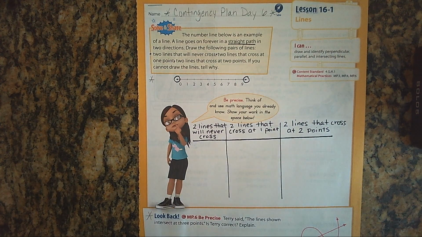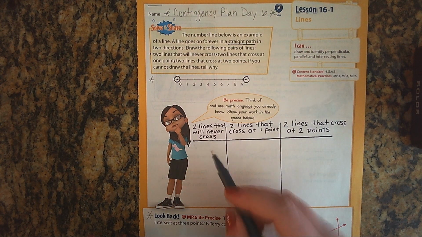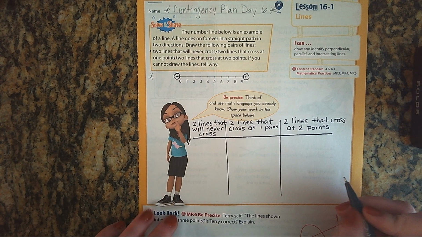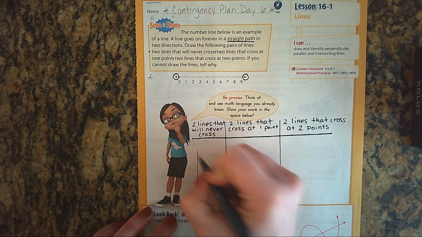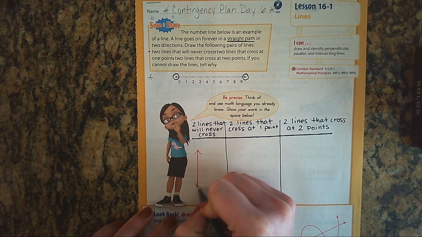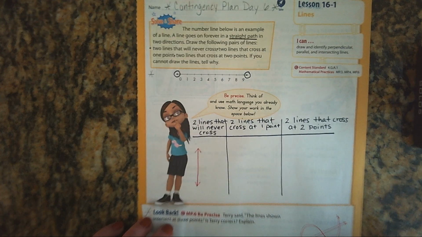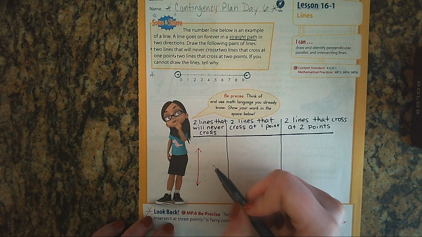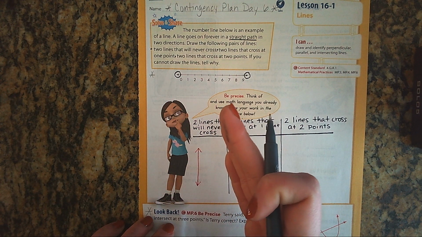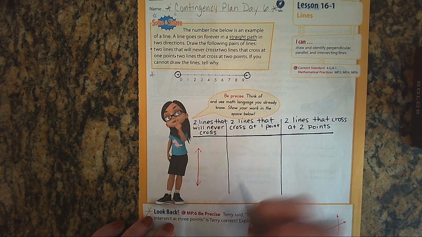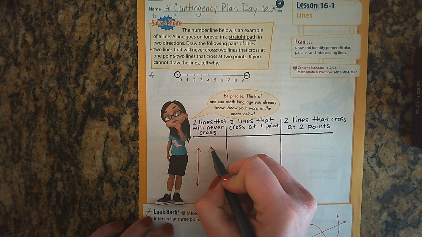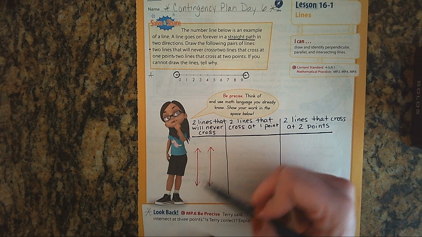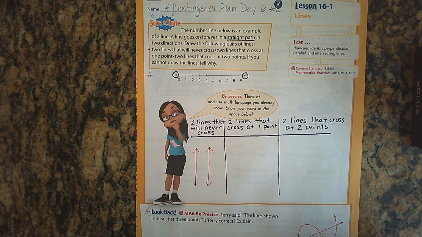All right, so welcome back. First, let's draw 2 lines that will never cross. So when we're drawing lines, remember to put your arrows on the end. So I'm going to draw my line just straight up and down. Now, in order for me to draw another line, there has to be 2 lines that will never cross. I need that line to be going in the exact path. That way they would never touch each other. So I'm just going to draw an identical line going in the same direction. And these two lines, they would go on and on in both directions, but they would never touch.